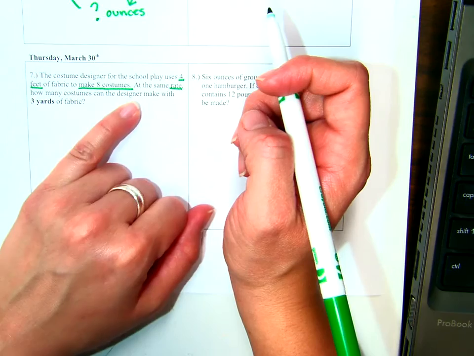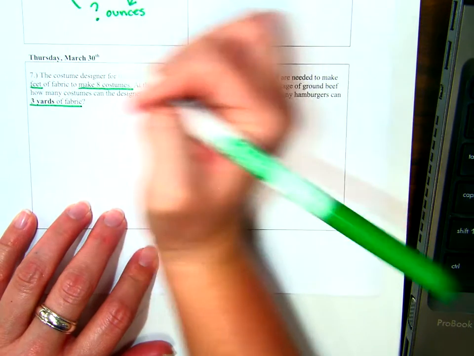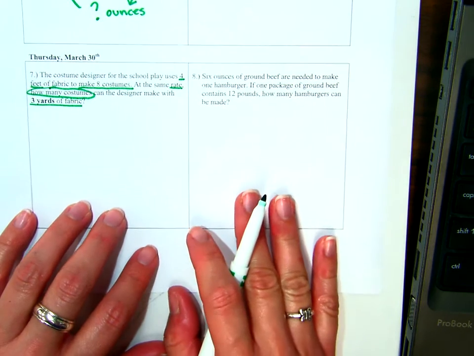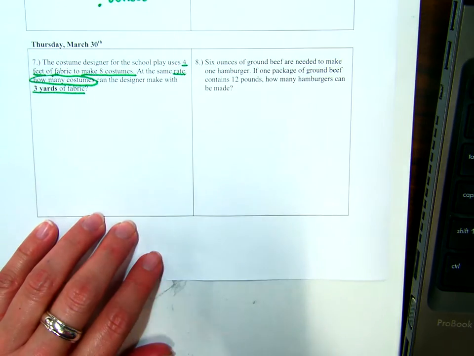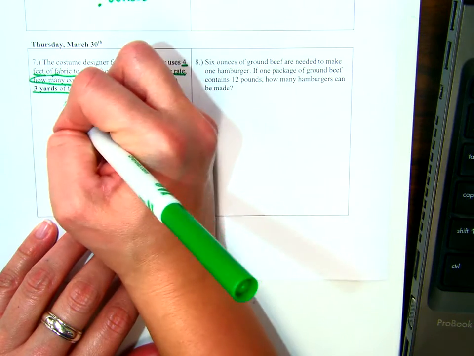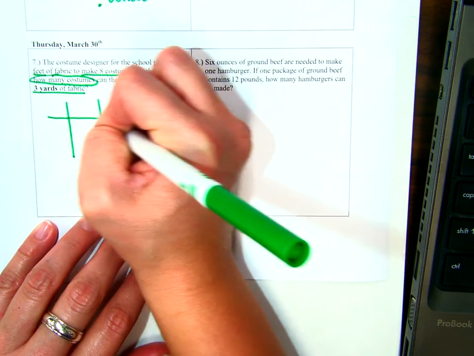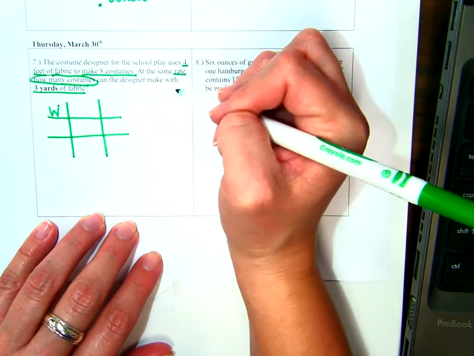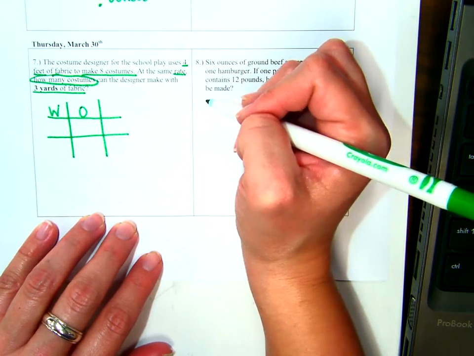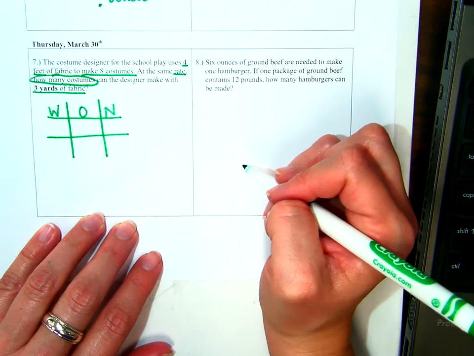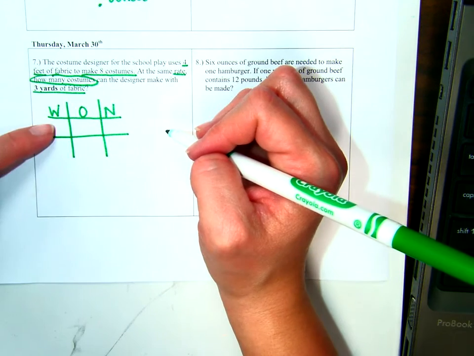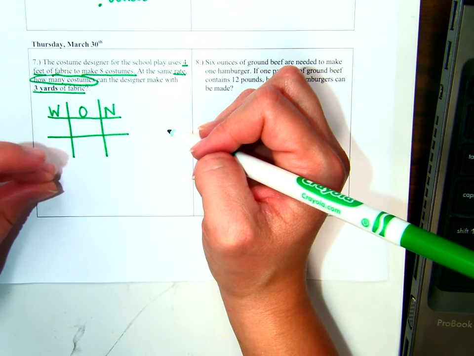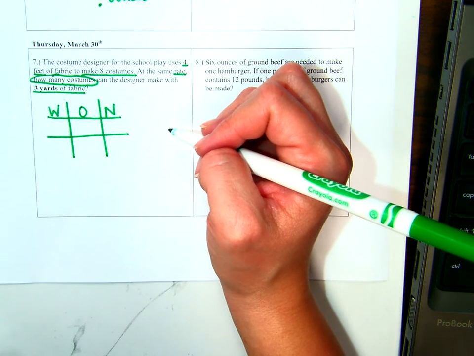Well, how many costumes can the designer make with 3 yards of fabric? So we're trying to figure out the total amount of costumes. Yesterday, we did the bigger to smaller strategy, and today I want to review the ratio table. Now the ratio table is something we use with ratios, rates, and proportions. So in words, what are you comparing? O stands for your original ratio, and new stands for your new ratio. Now sometimes we only need 2 rows, and sometimes we need a third if we're talking about 2 parts that can add together to make a total. But let's see if that's going to apply to this one.